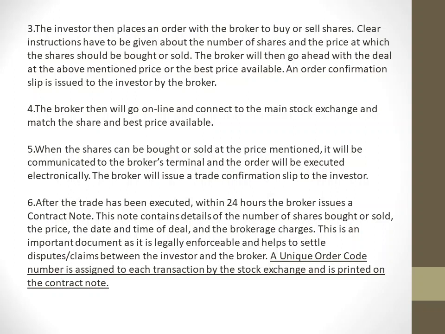And he connects himself to the stock exchange, matching the share prices and best available prices. And when the shares are bought and sold at the price mentioned, it is communicated to the broker's terminal, and the order will be executed electronically. After the trade is executed, within 24 hours the broker issues a contract note, and the contract note will include the number of shares bought and sold, as well as the price, the date and time of the deal. When this deal is done, a unique order code number is assigned to this transaction by the stock exchange, and this is printed on the contract note.